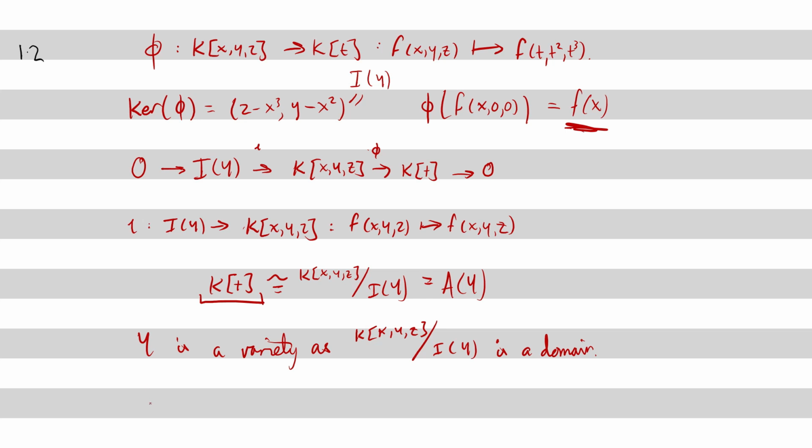Now, finally, the dimension of a variety or an algebraic set is the same as the dimension of its affine coordinate ring, which equals the dimension of k[t], which equals 1. Therefore we are finished. QED.